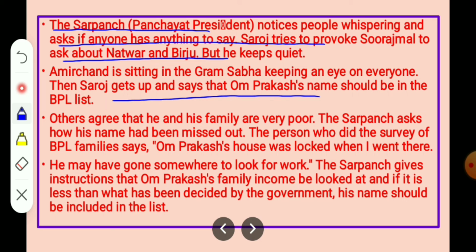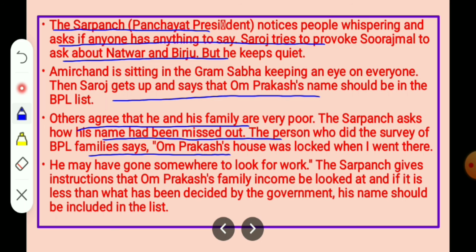Amir Chand, who was the earlier landowner, was sitting in the Gram Sabha and keeping an eye on everyone. Then Saroj stood up and said that Om Prakash's name should be there in the BPL list because he is a poor person. Others agree that he and his family are very poor. The Sarpanch asks how his name had been missed out. The person who did the survey of BPL families says Om Prakash's house was locked when I went there. So everyone agreed that Om Prakash's name should be there because he was very poor.